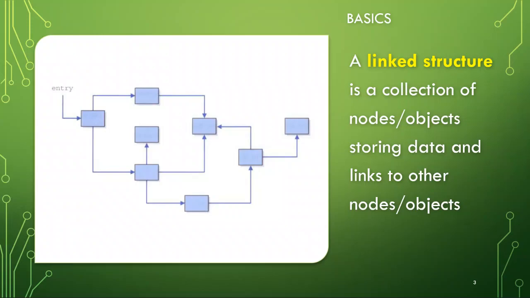And so linked structures itself is a whole family of different things. So it's a collection of nodes and objects storing data links to each other. And then specifically under linked structures, you can get specific ones like a linear list or other formats.